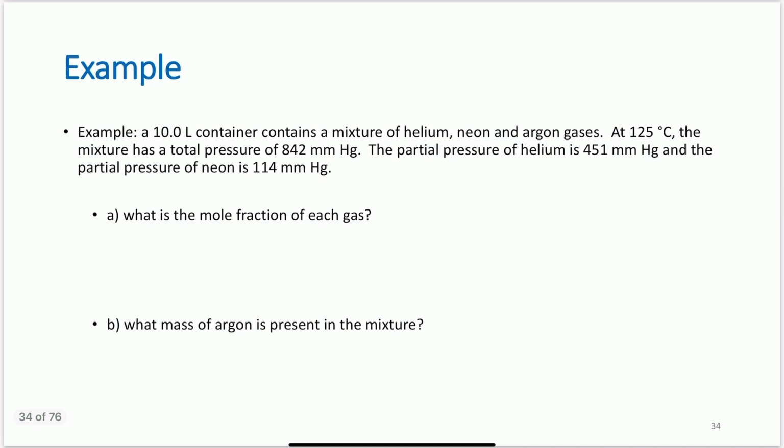So the easiest way to understand this stuff is to apply it. So let's work some examples. For the first example, we've got two parts to it.